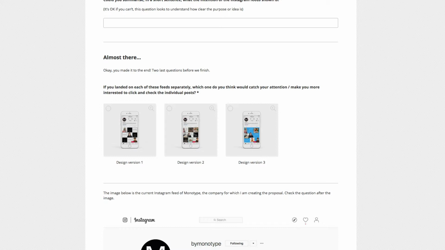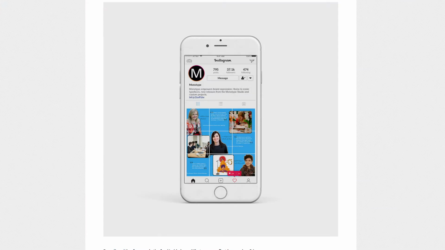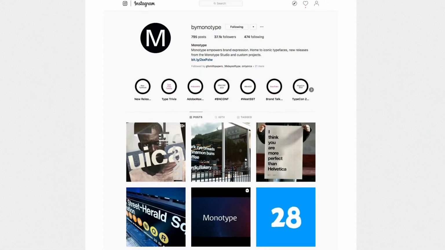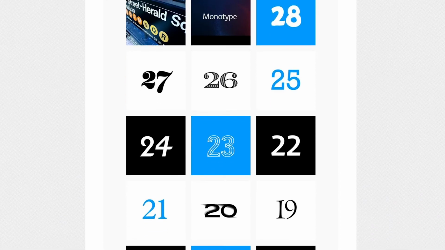Then I have done a more general question, so putting all the grids side by side, I have asked people if they landed on each of these feeds separately, which one they think will catch their attention or make them more interested to click and check the posts individually. And most of the people have answered the third version, which is the puzzle theme. And I guess again it is because the reaction to it when they saw the grid was more interesting than seeing just the posts.